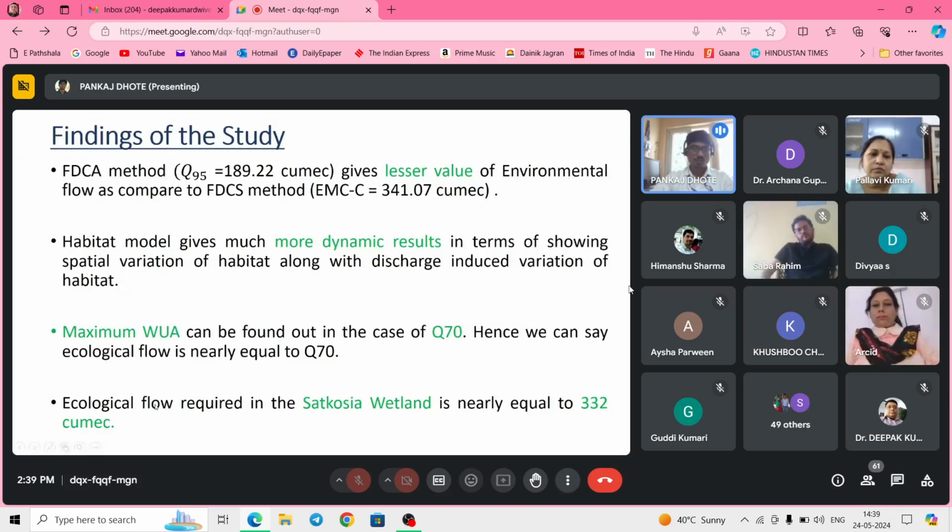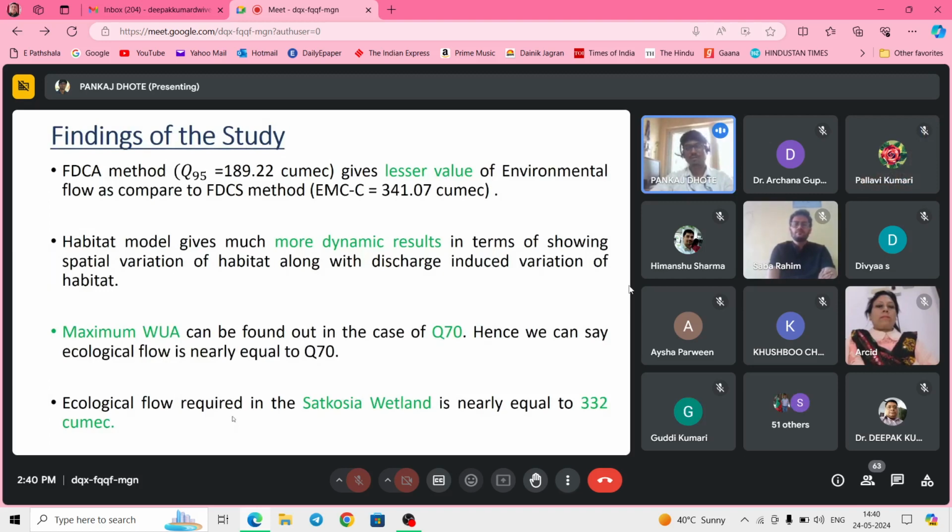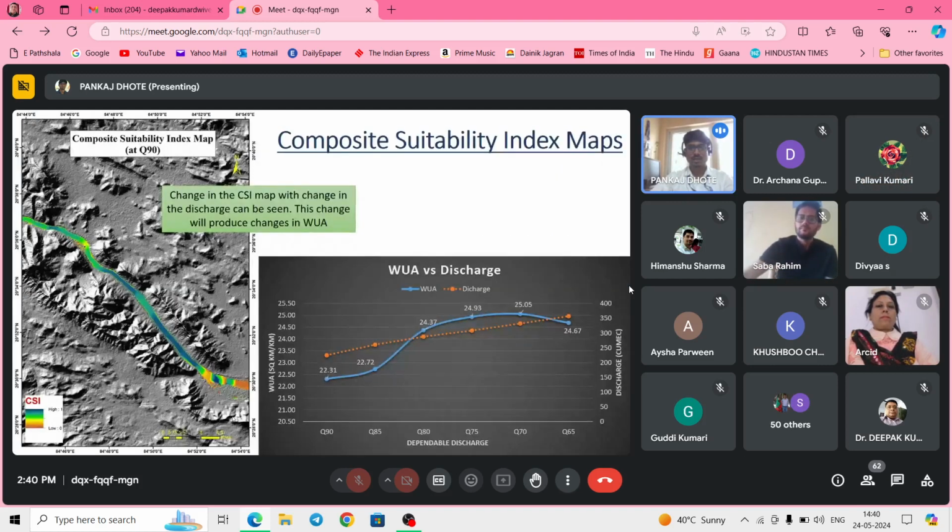So based on this, for this Satkoshia wetland, we can say, based on the second method, that Q70 is the flow, or you can say around 332 meter cube per second of discharge should be required to maintain the ecological flow into the Satkoshia wetland. This is for this particular case study we have done, but this can be implemented in the different river stages of India. So this is one example of how you can assess the suitability along the different stages.